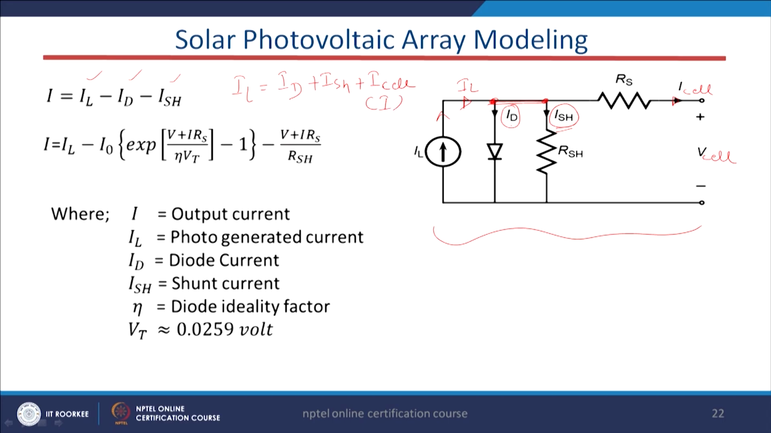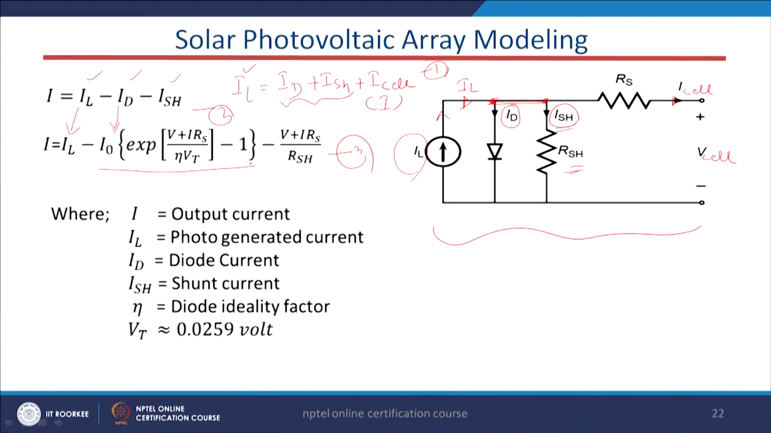Now, this I cell is equal to IL minus ID minus ISH. That is how, this is the first equation, this is your second equation and this is your third equation. Now, what is this third equation? Here it is IL and this is your diode current. Basically, IL is the light current, ID is the diode current and ISH is the current which is flowing through this shunt resistance.